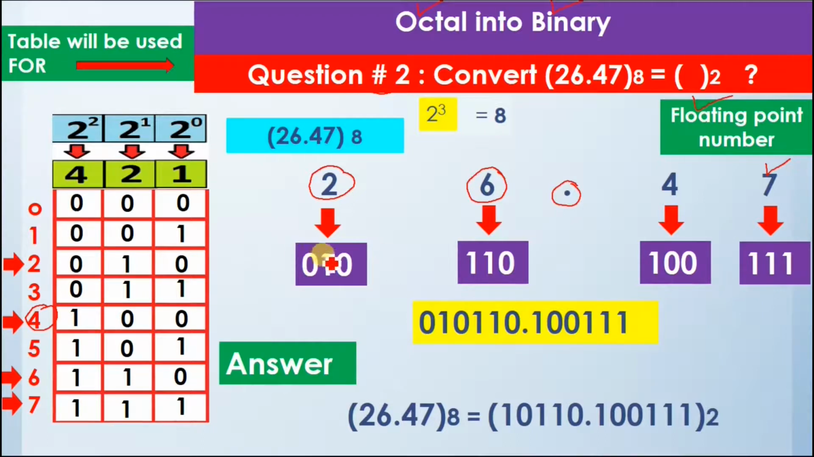So next we will combine all these digits together to calculate our answer. So we combine all of them and they become 010 comes from here, 110 comes from here, then we have the floating point, then 100 comes from here, and 111 comes from here, right? So now we can say that the number 26.47 in octal is equal to 010110.100111 in binary. So this is how we can calculate the solution of question number 2.